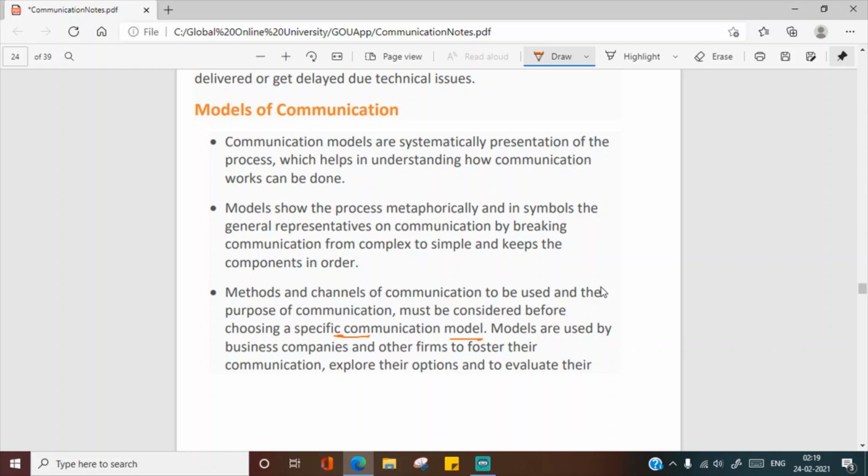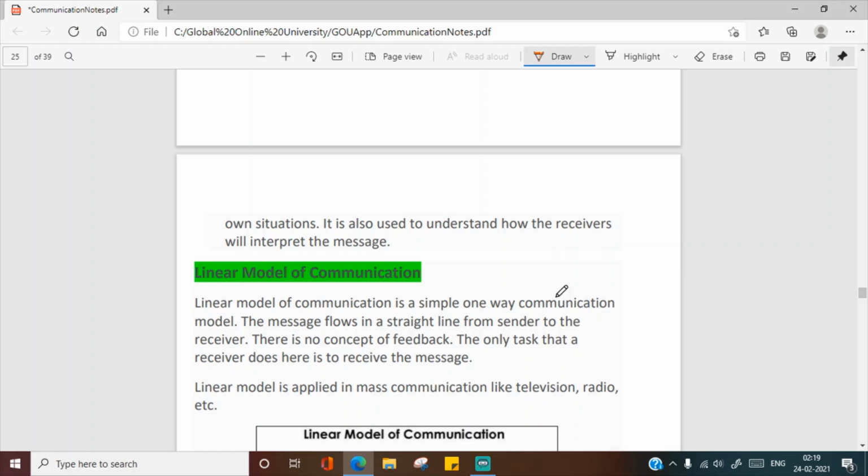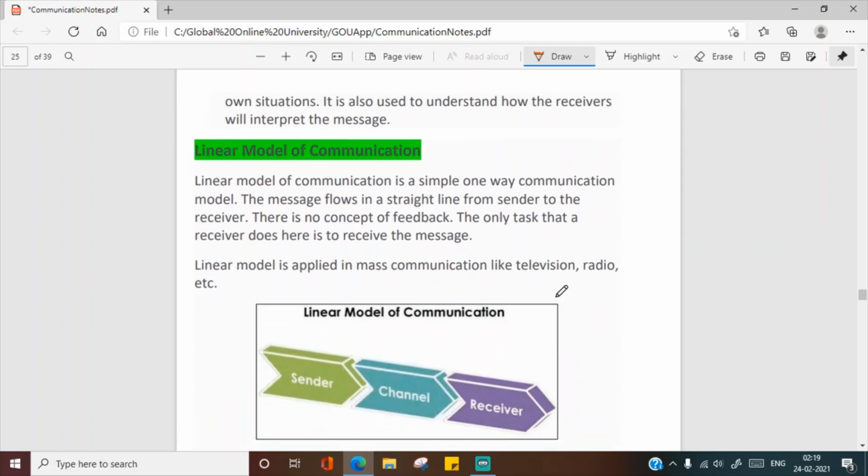So what are models of communication? A systematic presentation or diagram of how the communication process will go. Okay. So we have different models of communication. The first and foremost is the linear model of communication. It is the simplest model where communication flows in one way. One way communication. The message flows in a straight line directly from sender to receiver. So there is no feedback. This is a major drawback of the linear model of communication, which is that there is no proper feedback.